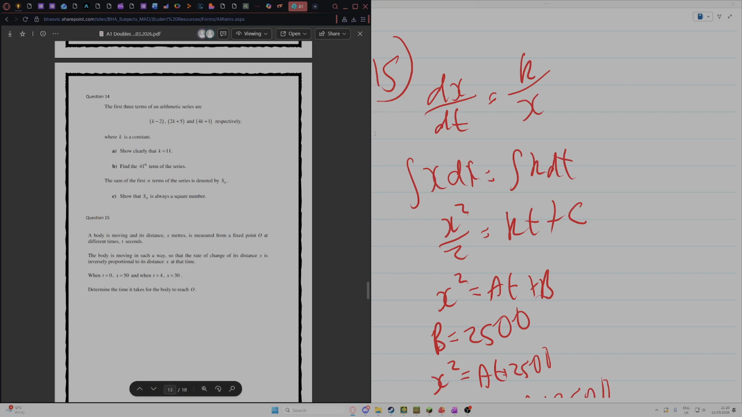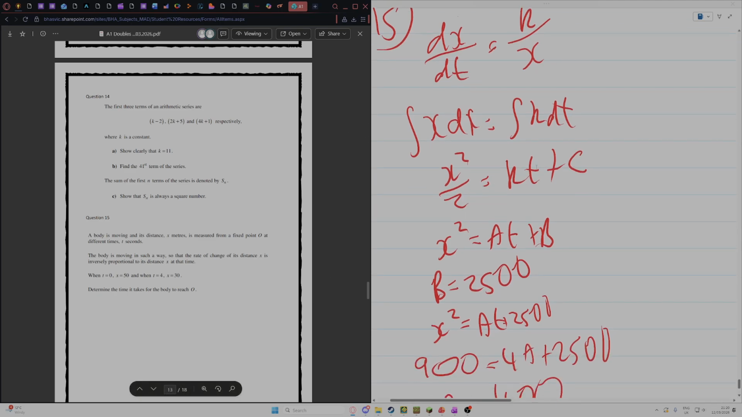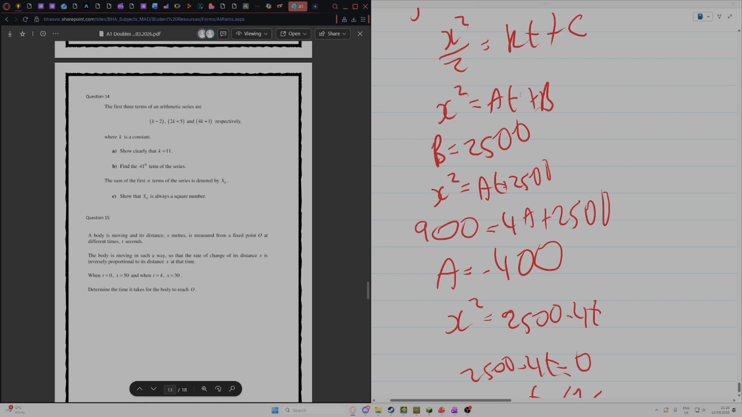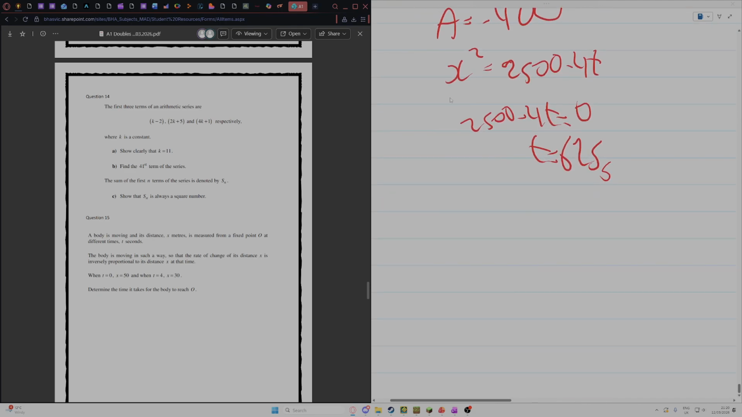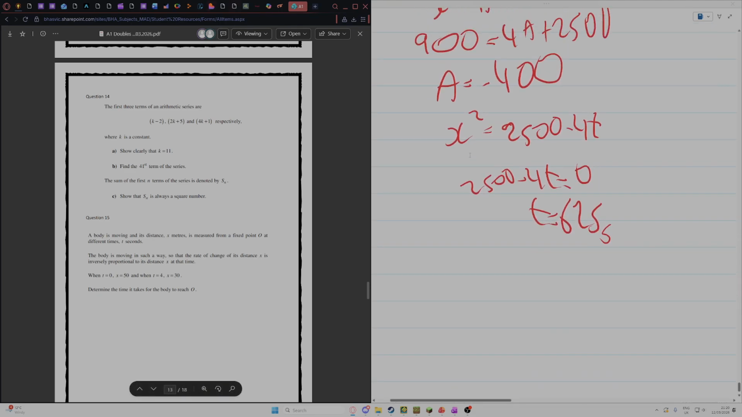Cool, yeah, this is another differential equation, so it's inversely proportional to x. Solve, separation of variables, turn into new constants, find your constants, blah, blah, blah, and then you substitute. Oh, no, sorry, you let x equal 0, and then that gives you your answer.